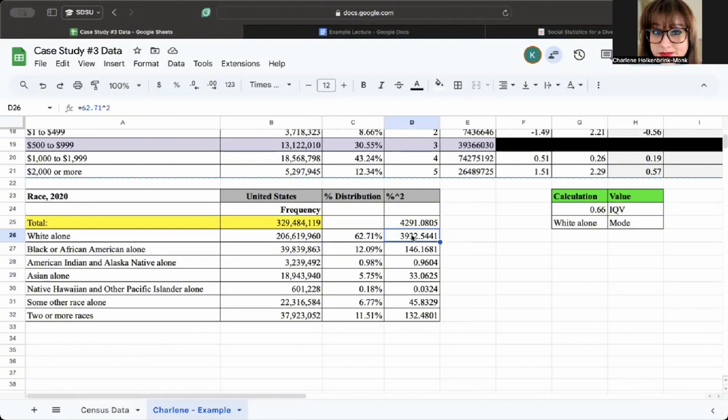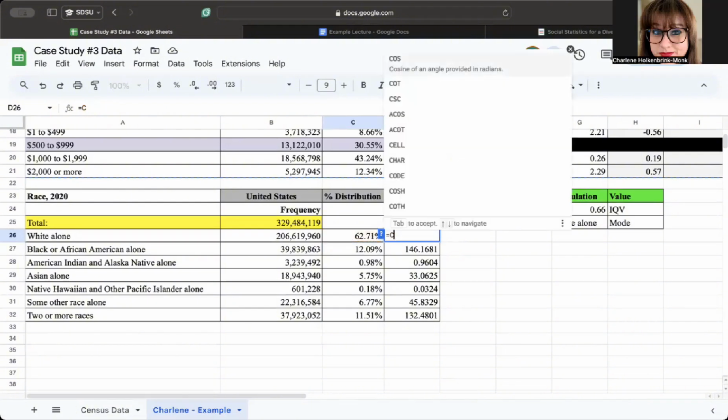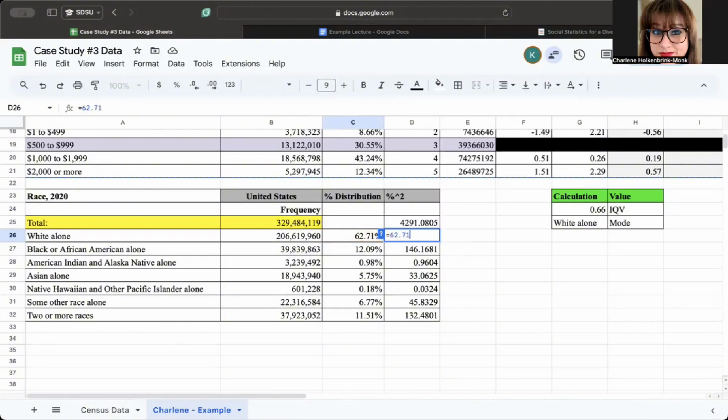As a reminder, though, for your squared values, you cannot click on it, right? Oh, sorry, excuse me. You cannot click on it. You have to actually type it in. So in this point, 62.71 squared. You have to type it in.